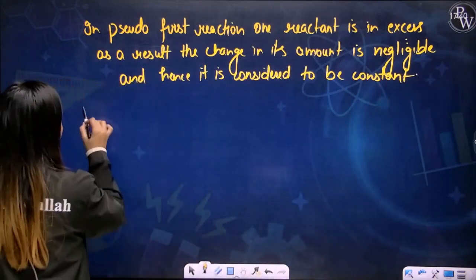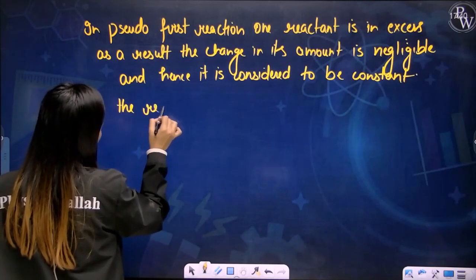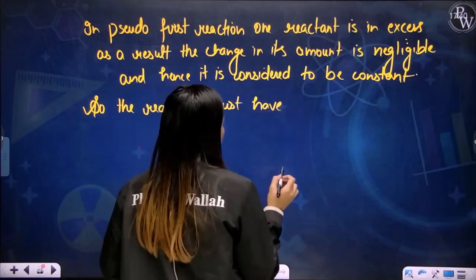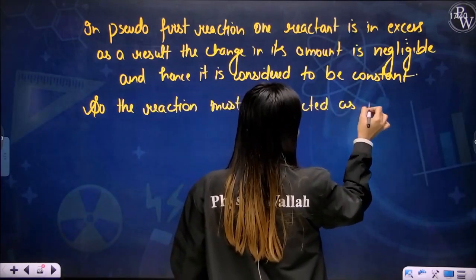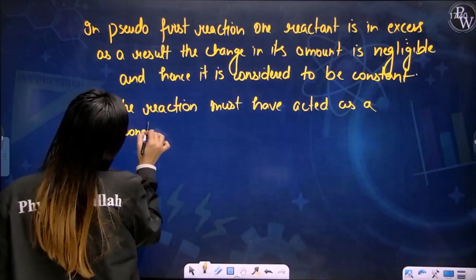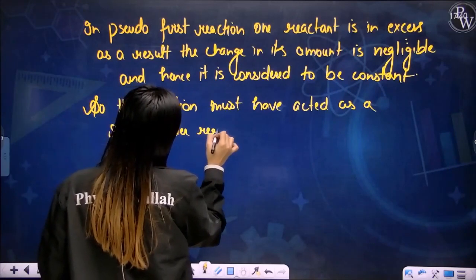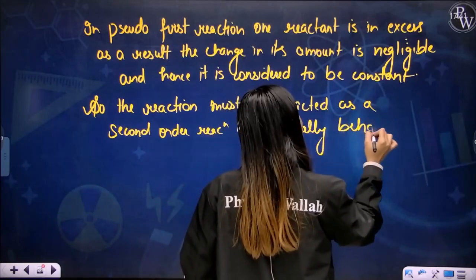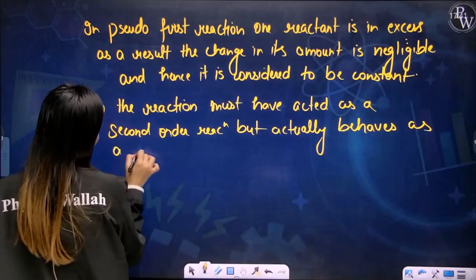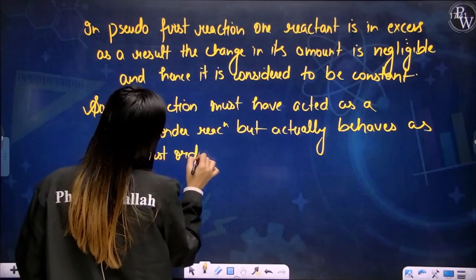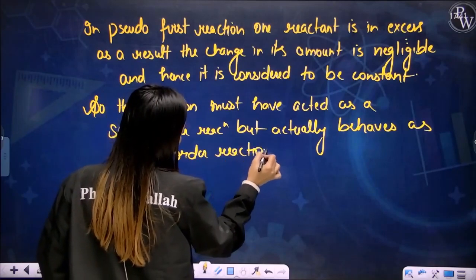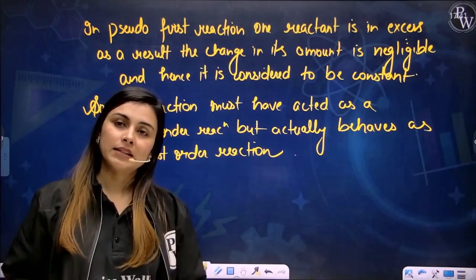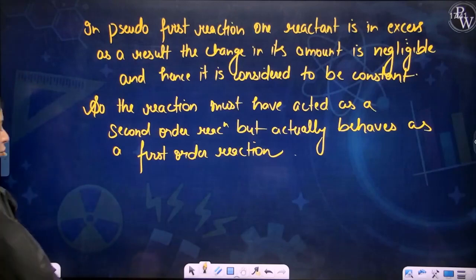So the reaction must have acted as a second order reaction, but actually behaves as a first order reaction. Okay. So this is what happens in a pseudo first order reaction. One of the reactants is in excess. Yes. Perfect. I hope you're clear with this. If you want to write it, just write it.